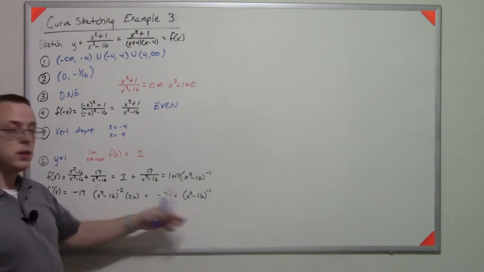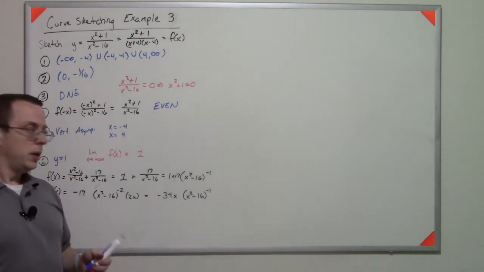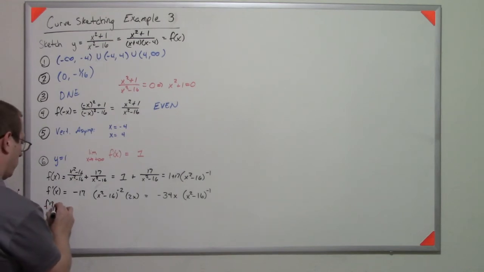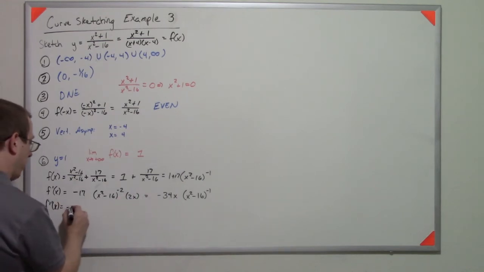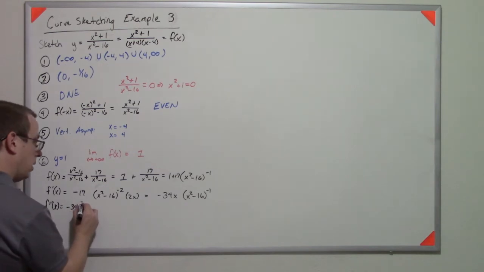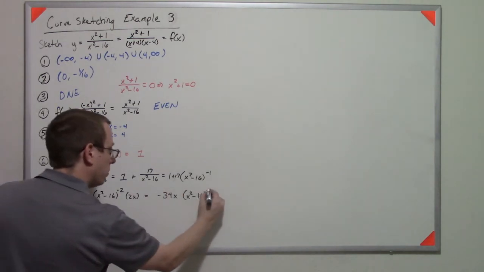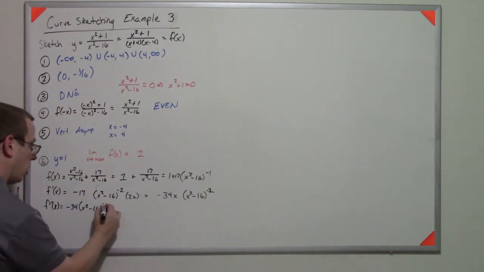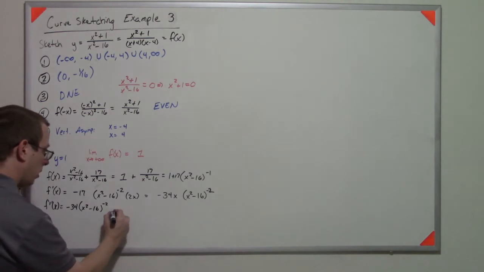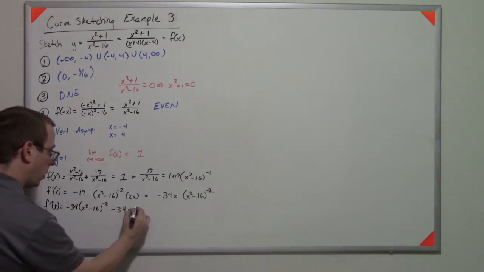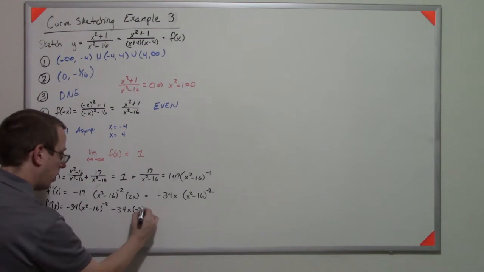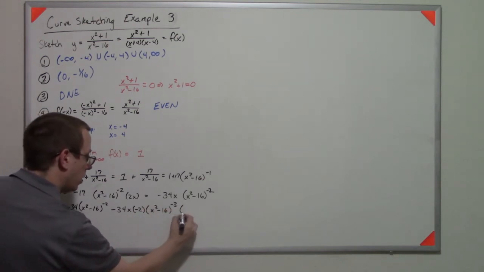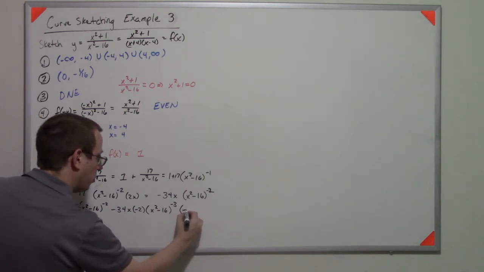Now that you've done that, what you can do is take the second derivative. So we can do that using the product rule. So we take the derivative of the first one. That's negative 34. Leave the second term alone. And then you have the first term. And now we take the derivative here. So negative 2, x squared minus 16 to the negative 3. And then multiply by 2x.